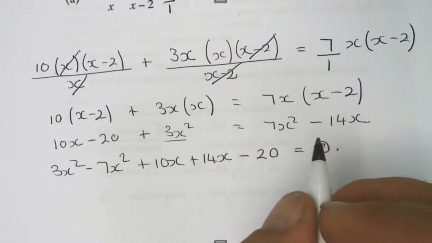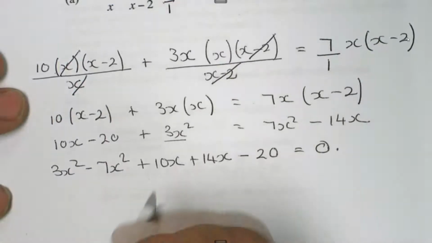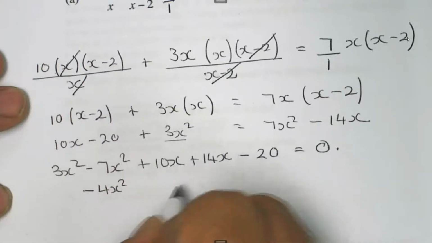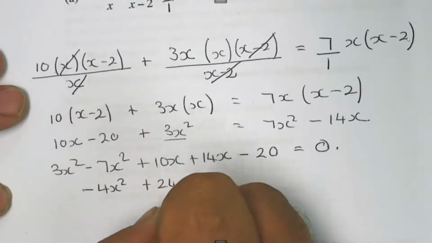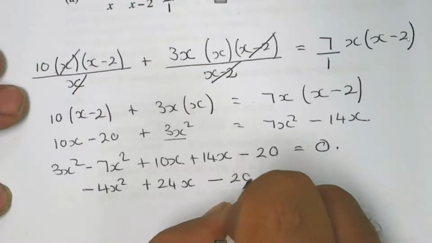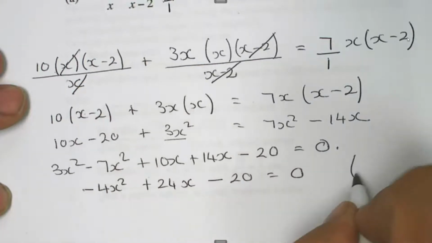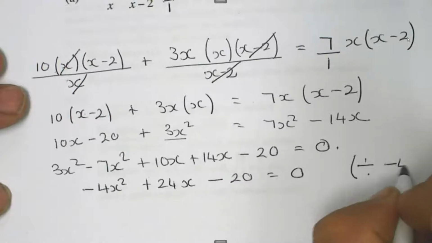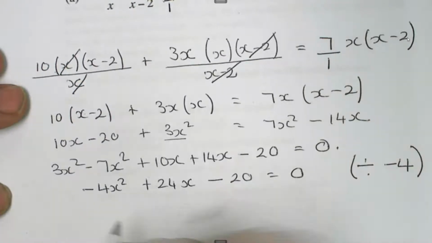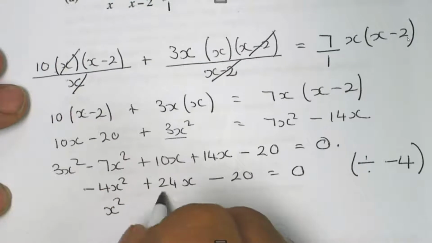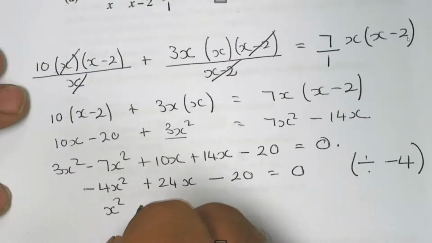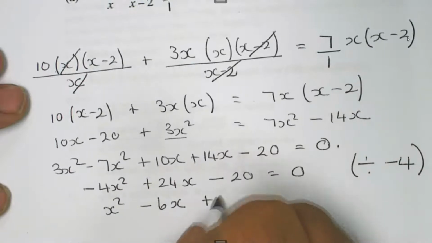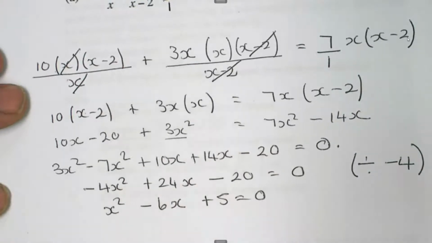So your next step in this case, we say that minus that is negative 4x squared plus 24x minus 20 is equal to 0. I'm going to divide across by negative 4, so it becomes x squared. 24 divided by negative 4 is negative 6x. Negative 20 divided by negative 4 is plus 5 equal to 0.